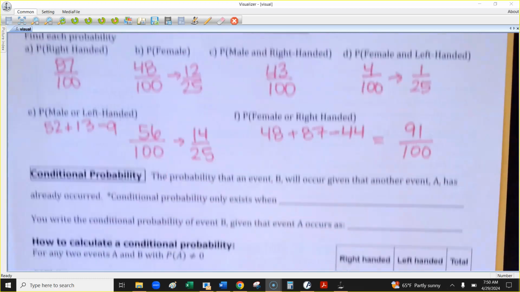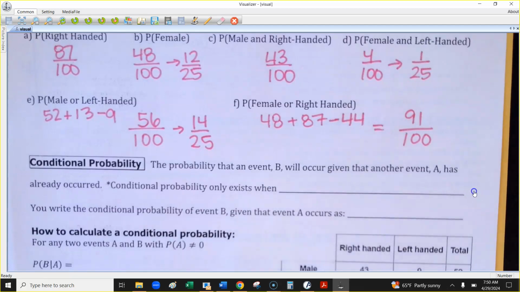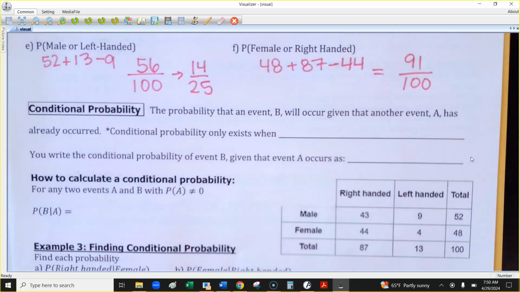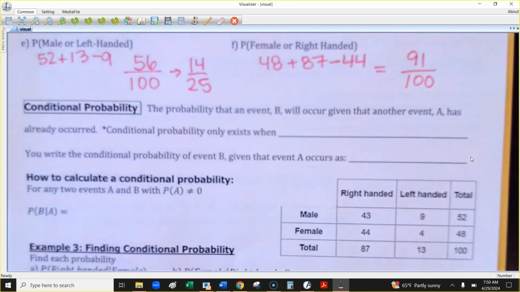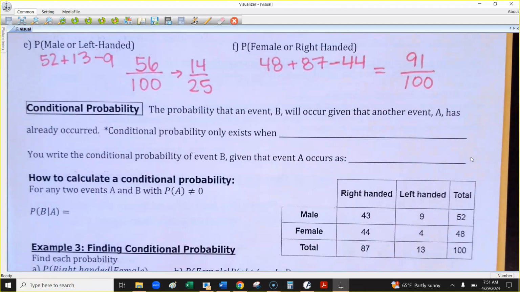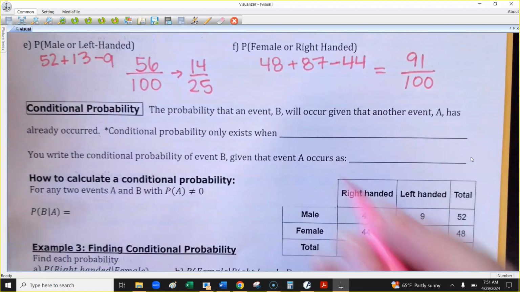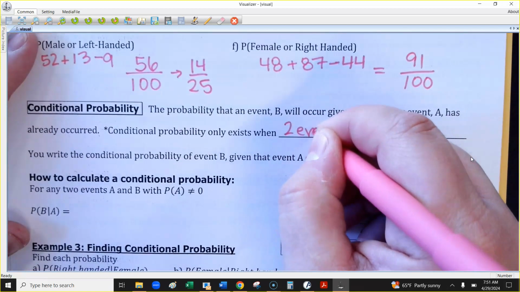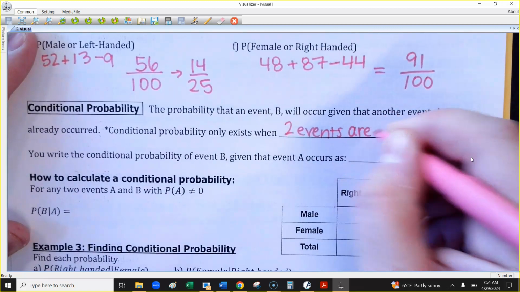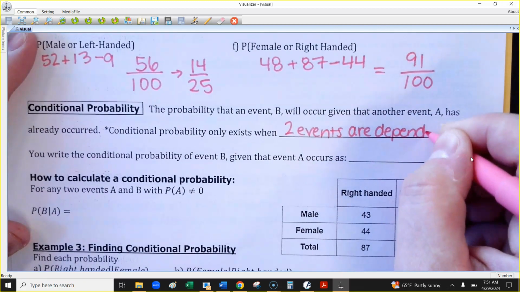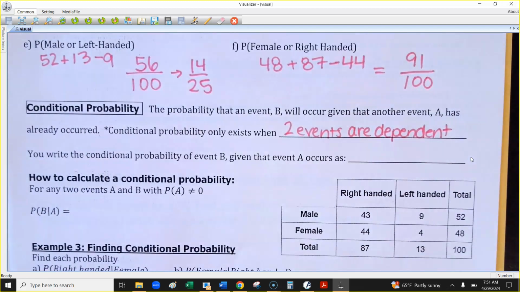Okay. Now, conditional probability, I'm just going to give you a little requirement here, but I'm not going to give you any problems that don't have this, so you won't have to worry about that. A conditional probability is the probability event B will occur given that another event A has already occurred. So basically it'll say, given you know this happened, what's the probability of this next thing happening? It can only exist when the two events are dependent, so the probability of the first one is going to affect the probability of the second one.